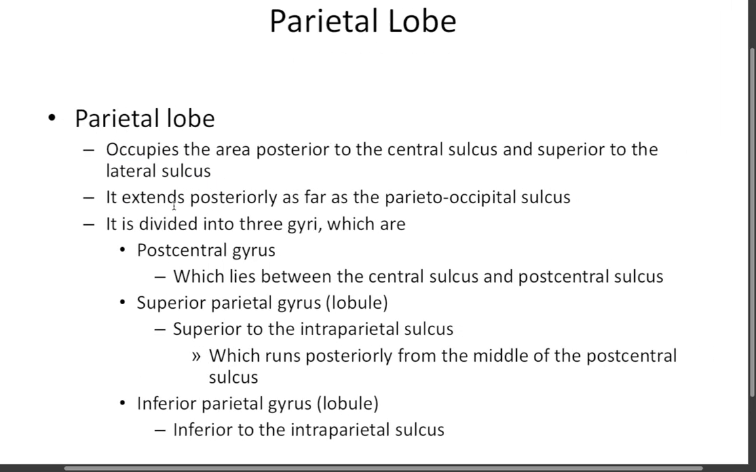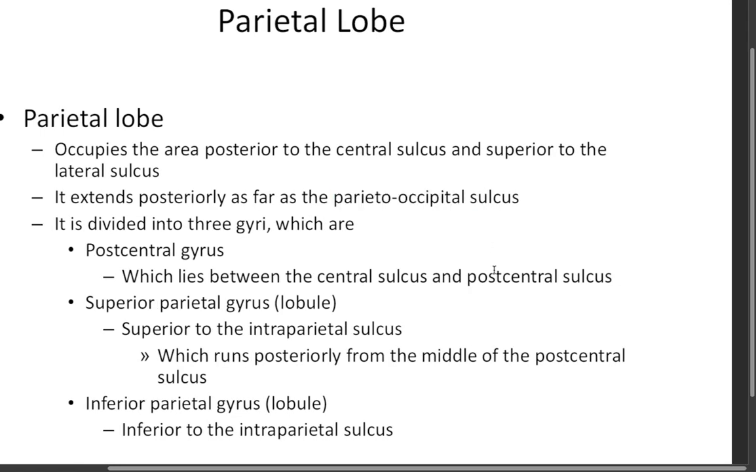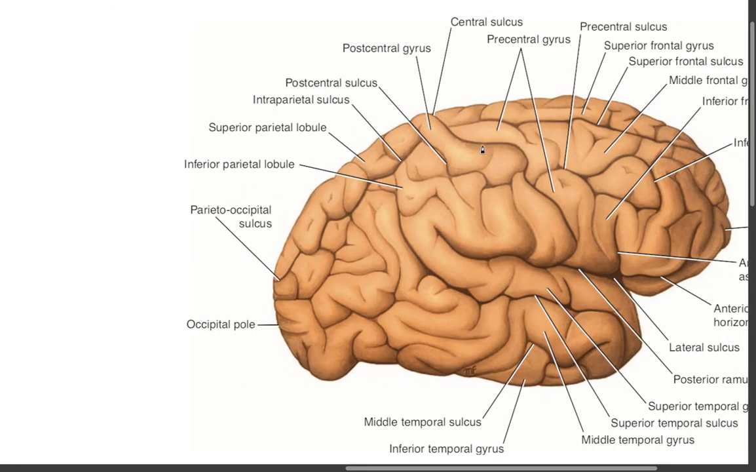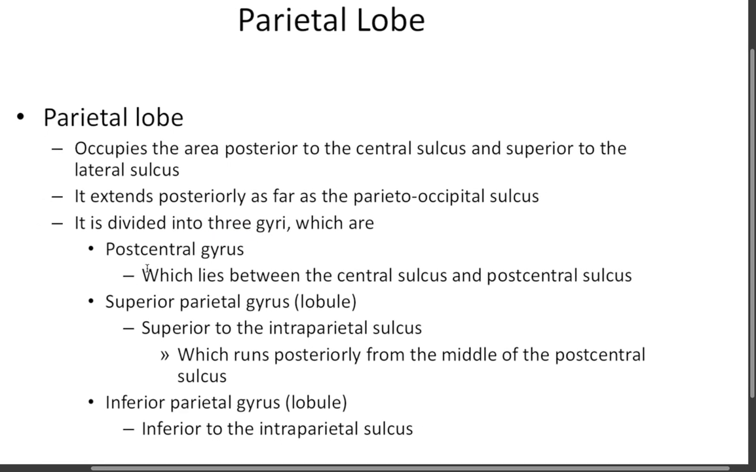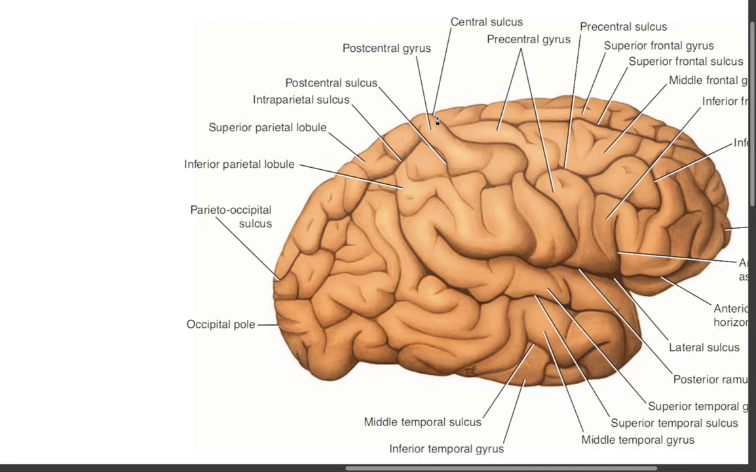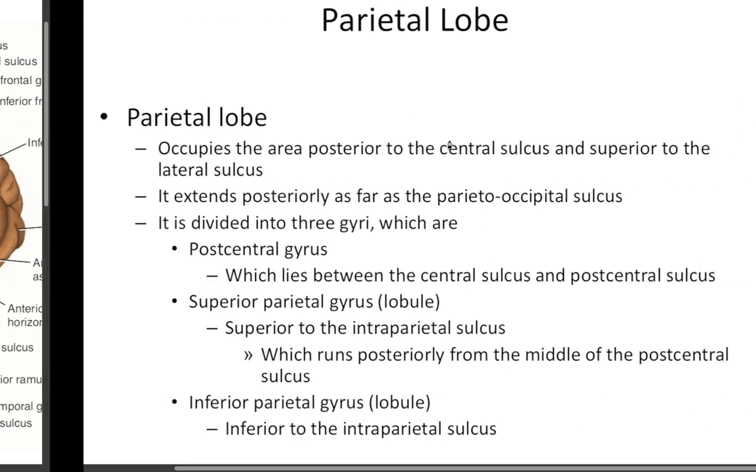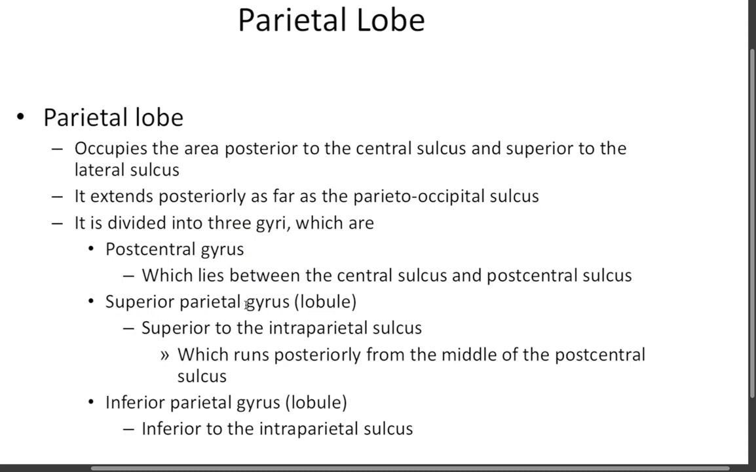So the parietal lobe extends posteriorly as far as the parieto-occipital sulcus. Again in here, the parietal lobe extends from the central sulcus, going posteriorly and downward until reaching the parieto-occipital sulcus, which separates it from the occipital lobe backward. It is divided into 3 gyri. Yes, we know that also. The postcentral gyrus, like the precentral gyrus, lies between the central sulcus and the postcentral sulcus. Again in here, it lies between the central sulcus, this one in here, and the postcentral sulcus. And it also has the superior parietal gyrus and the inferior parietal gyrus.